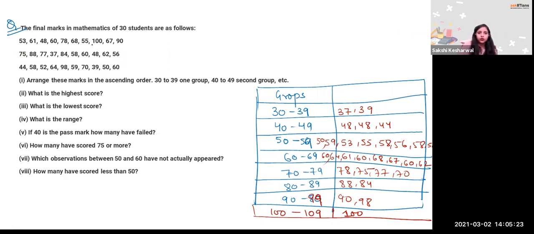Okay, what is the highest score? The highest score is what, beta? 100. Like, he got full, right? What is the lowest mark? The lowest marks, you can see that from here, it is 37, right?